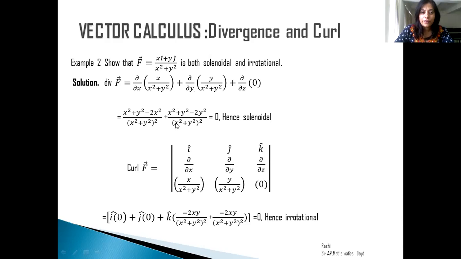Solving it, if you differentiate, you have to apply the division rule: differentiation of numerator into denominator minus differentiation of denominator into numerator, upon denominator square. And see, I got 0, means it is solenoidal. Same way, I will substitute here. I will solve the determinant and see the value of the determinant is 0. Hence, it is an irrotational field. Is it clear to all of you?